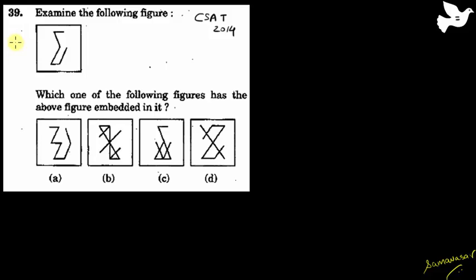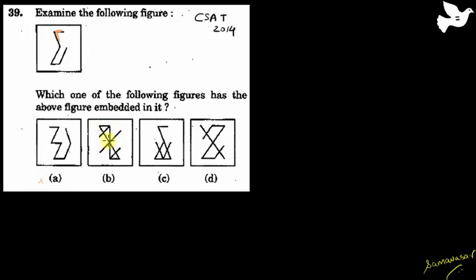This is a visual reasoning question from CSAT 2014. So we are supposed to identify in which of these answer choices do we have this figure. Now this is very simple to do. Just notice the patterns of the figure. So here I have this angle like this. So if you see, I don't have any angle here which resembles this. So this is ruled out.